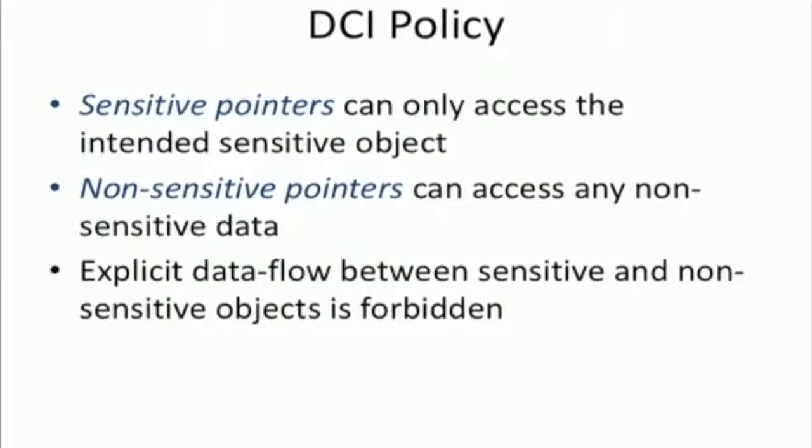So now I'll describe the design of data confidentiality and integrity. The design is that sensitive pointers can access only the intended sensitive object. So we have memory safety for sensitive pointers. Non-sensitive pointers are isolated from sensitive data, but they can point anywhere except sensitive data. And then explicit data flow between sensitive and non-sensitive variables is forbidden. So the compiler is going to apply this policy to the compiled program that it's given.